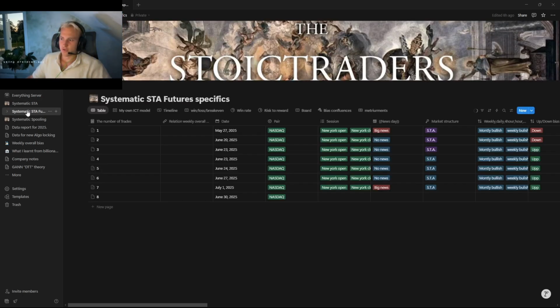Now, moving over to the systematic STA futures. This is the futures data specifically, which I've just recently started collecting. So this is just for the financial instrument futures. Here, I include the number of trades, meaning the current trade I am on, the real trade I am on. So, for example, if I've seen 8 occurrences in the markets, taken and executed on 8 occurrences, I would be on the 8th trade, right? So this is just the number of trades which I'm currently on.